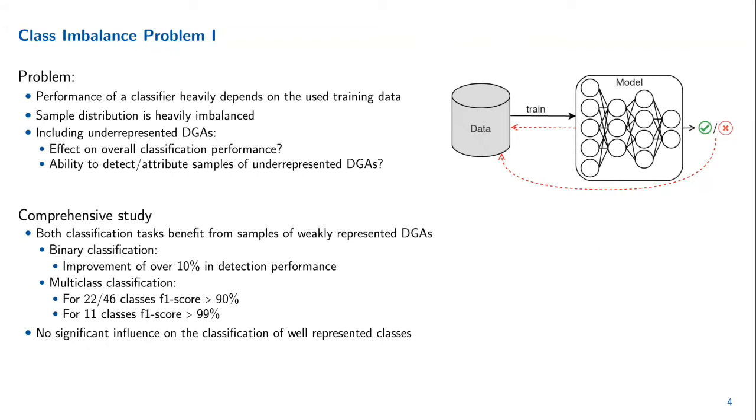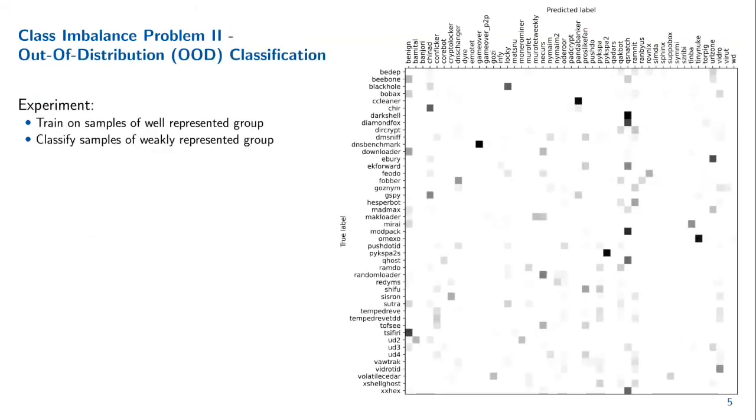What's very important is that the classification performance of the classifier did not get worse for the well-represented classes. On the other hand, if you would actually leave the well-represented DGAs out of the training, the multi-class classifier would still need to classify those samples in a real-world application, right? And here you can see again the confusion matrix, but this time we did an experiment in which we trained the classifier on well-represented samples, or samples of the DGAs which are in the well-represented group, and we classified samples of the weakly represented group.